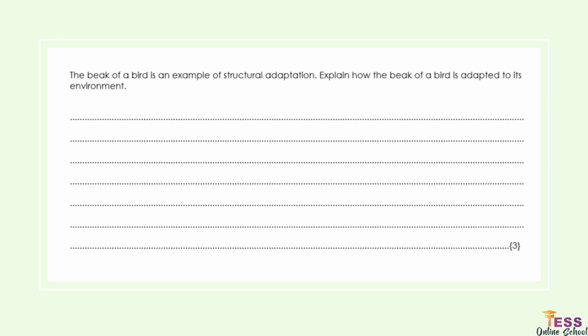The next question is a 3-marker and an explain question. With these questions, you have to rely on your scientific recall and try to explain the why or how of a process or a concept using because or similar conjunctions. The question is, the beak of a bird is an example of structural adaptations. Explain how the beak of a bird is adapted to its environment.